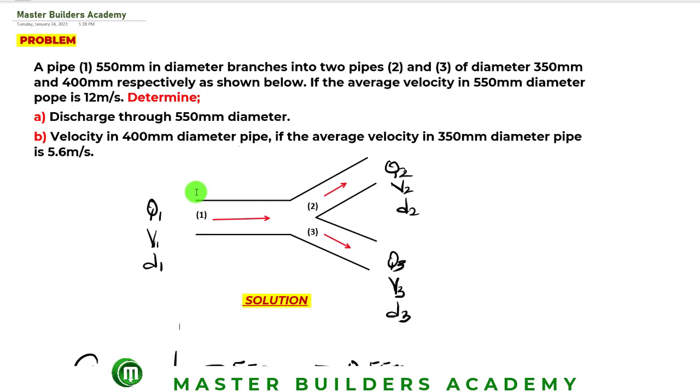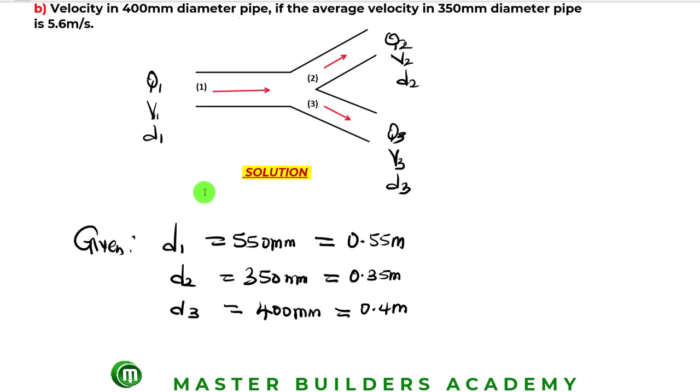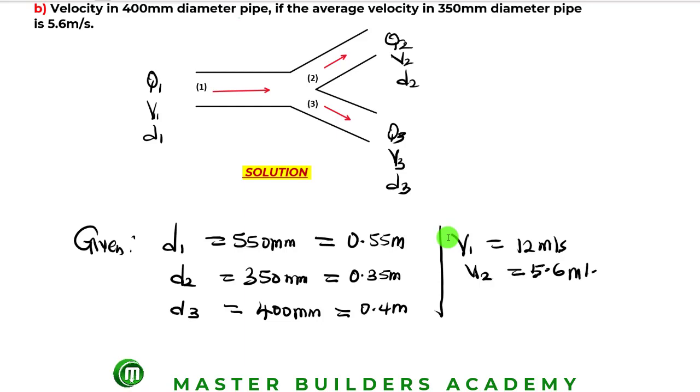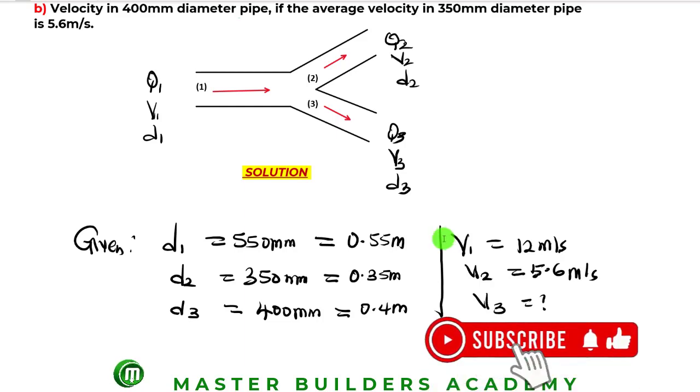So we have been able to extract the diameters and convert them to their equivalent values in meters, right? The next thing now is that we need to extract the velocities that are given, so we can also know the ones that are not given. So velocity 1 is given as 12 meter per second. Velocity 2 is given as 5.6 meter per second. Then velocity 3 is unknown.